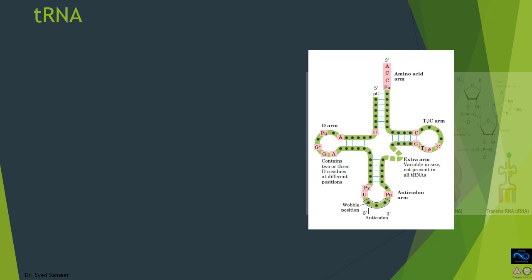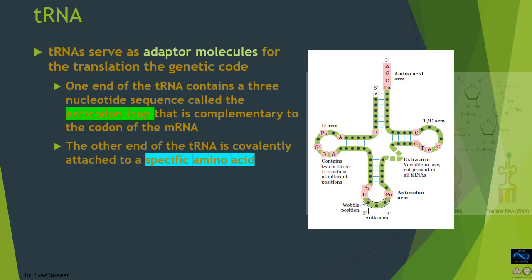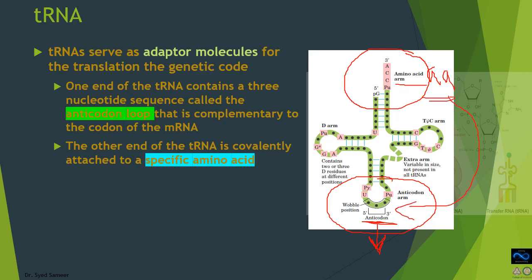tRNA is another RNA molecule which helps in decoding the information. It serves as the adapter molecule for the translation of the genetic code. Specifically, the tRNA, as you can see in the picture, has two important arms which are necessary during the translation process. One is called the amino acid acceptor arm, another is called the anticodon arm. This anticodon arm will crosstalk with the codon of the mRNA in decoding its information, and the amino acid arm is attached to a specific amino acid, which is specified by this anticodon.